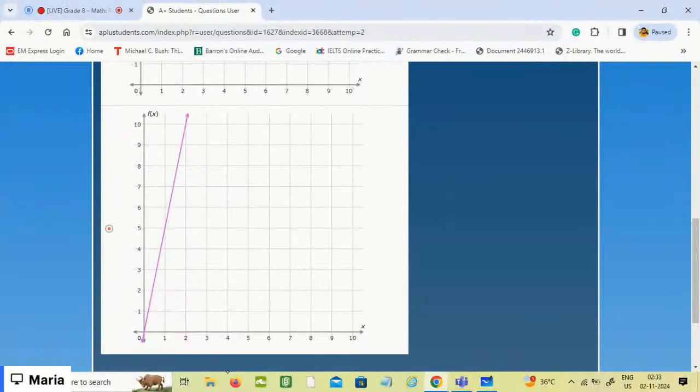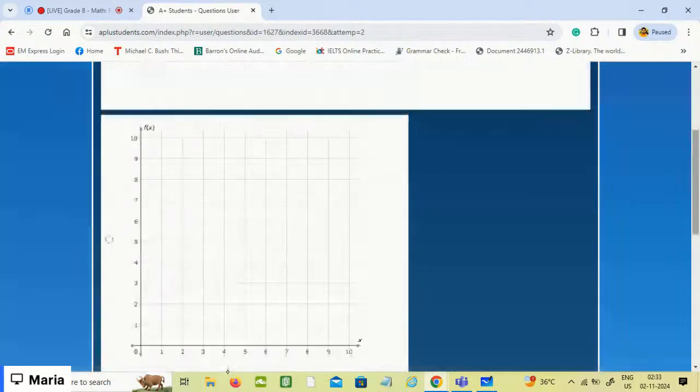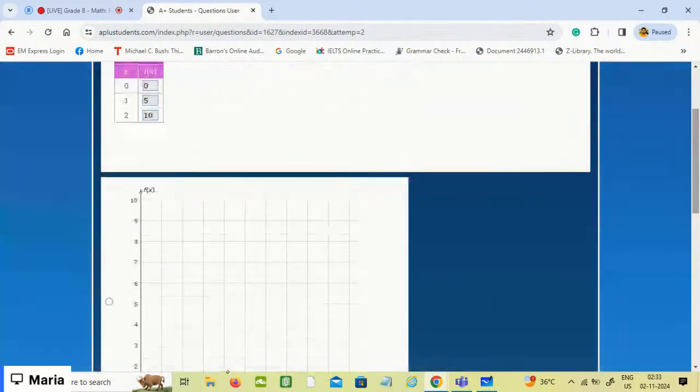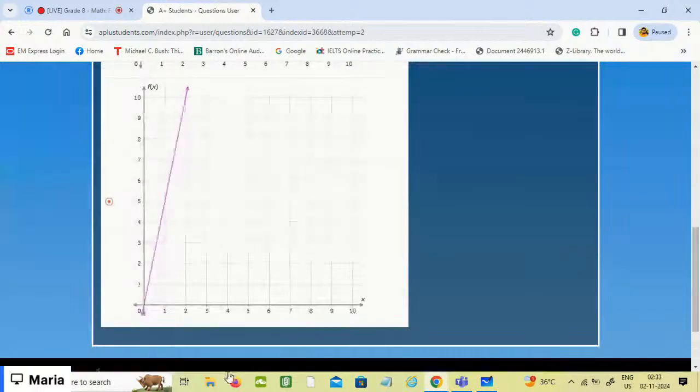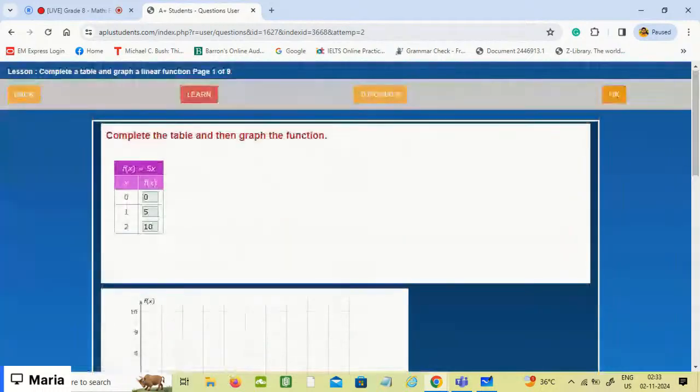You have to see if the graph matches with these points, right? But here you don't have any graph, so definitely the second one. You can see here we have 0, 0, 1, 5. That is 1, 5. And that is 2, 10. Option number 2 is the correct option.